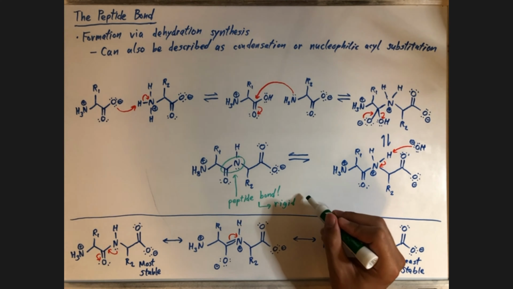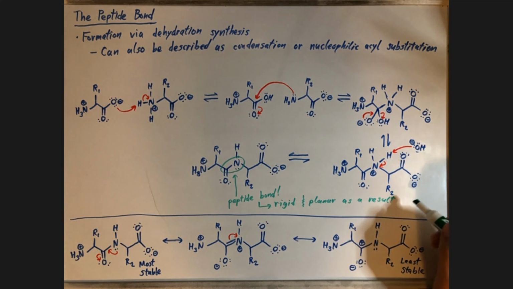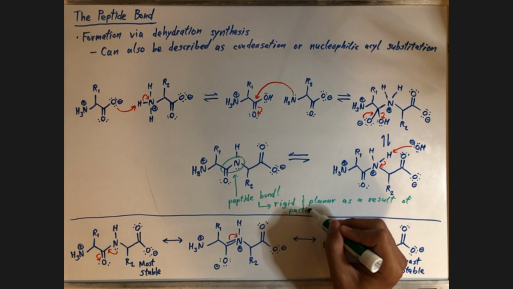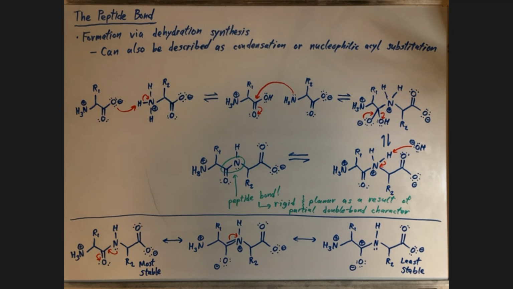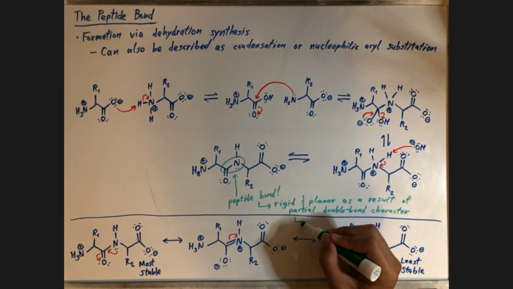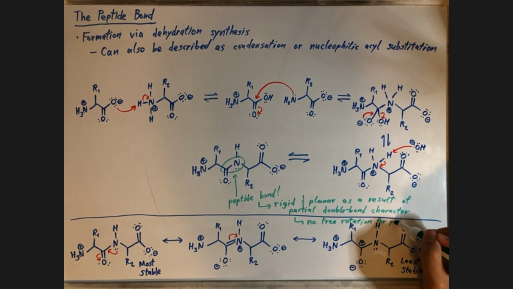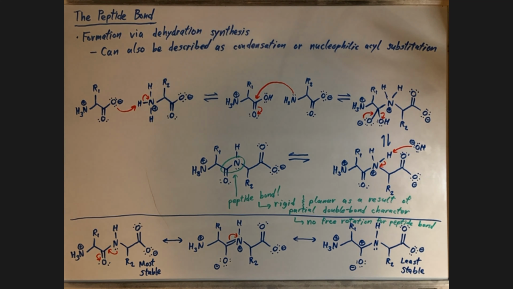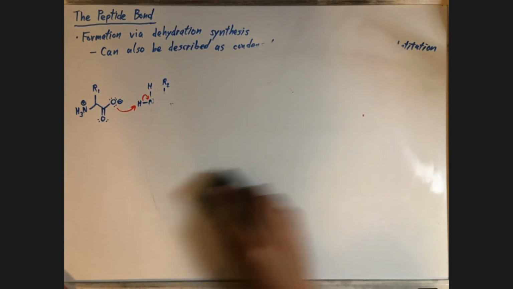So the peptide bond is rigid and planar as a result of partial double bond character. And that means there's no free rotation for the peptide bond. However, there is free rotation around the other bonds in the polypeptide backbone, and these angles that the bonds form are called dihedral angles.